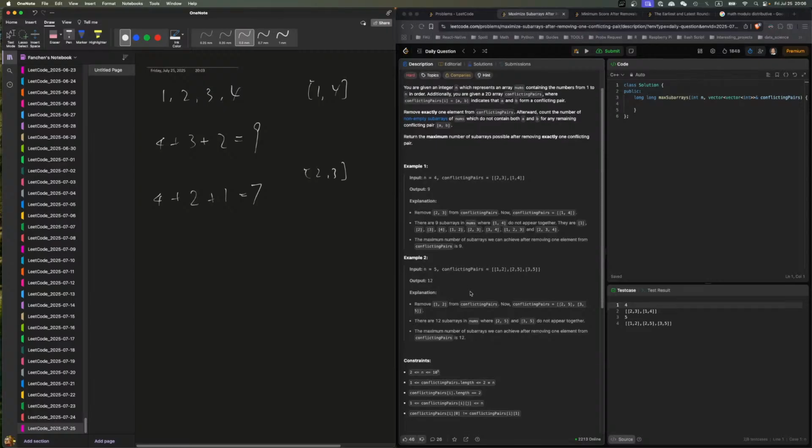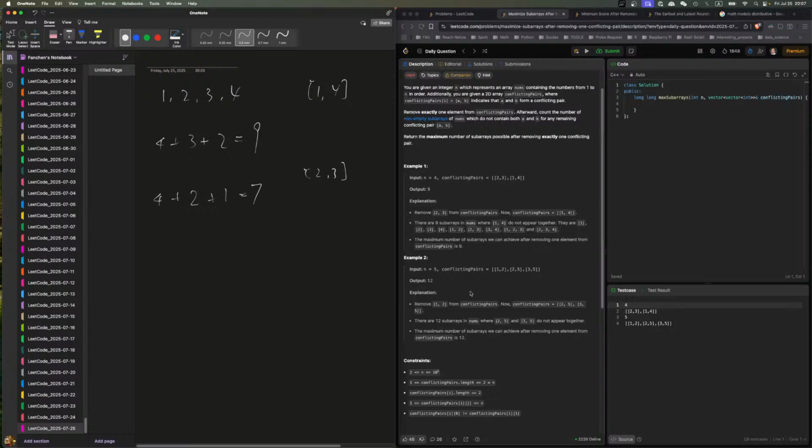Let's see the constraints. 2 times n. Alright, so we want to remove one of them. What if we don't remove anyone? That's probably, I don't know. Number of subarrays that do not contain both A and B.